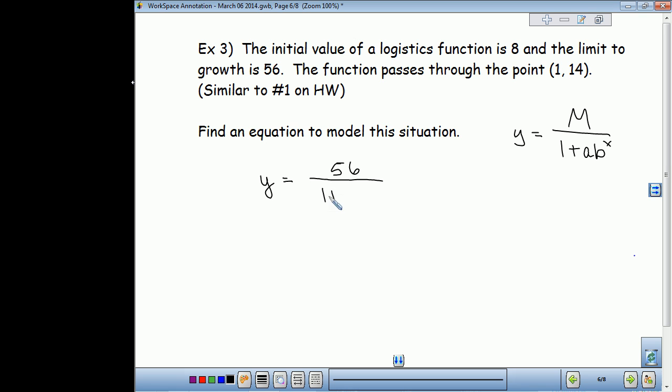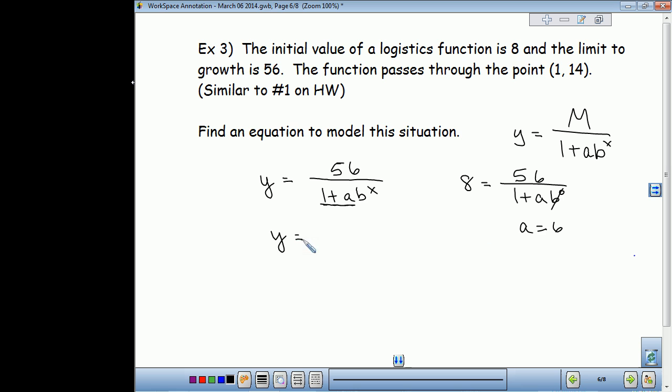And then it's 1 plus a b to the x. How did you know this was 7? Because you have to divide 56 by 7 to get 8. Good. 56 divided by 7 gives us the 8. So this 1 plus a, when we plug in 0, we want 8 here. At time 0, that puts a 0 in the exponent, so that goes away. So what would a have to be? 6.